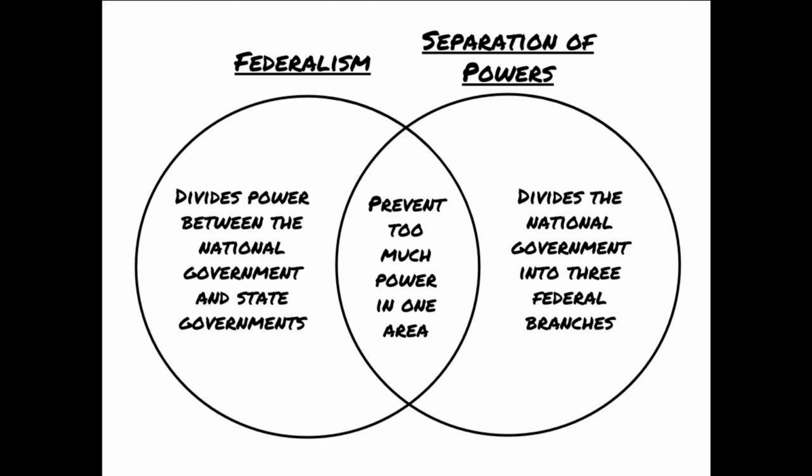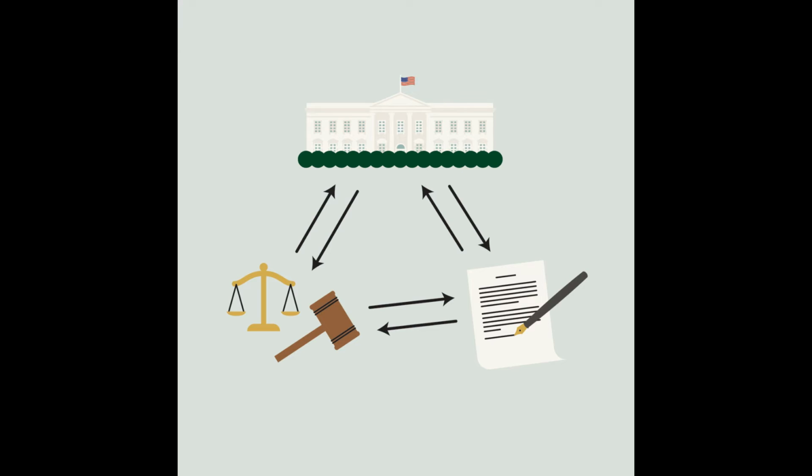Federalism divides power between the national government and state governments, while the separation of powers divides the national government between 3 federal branches. The final fundamental principle of the Constitution is checks and balances, which are ways each branch of government can ensure no branch abuses power or holds too much power. Checks and balances were fully explained and developed in a series of essays known as the Federalist Papers, which also explained how the Constitution would be implemented.